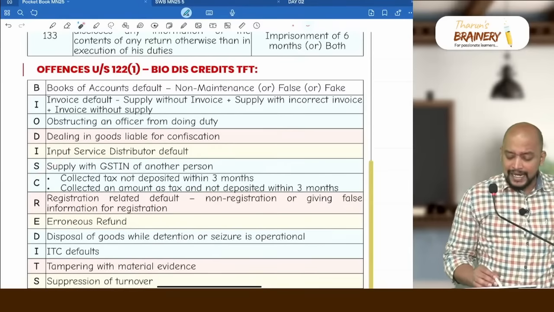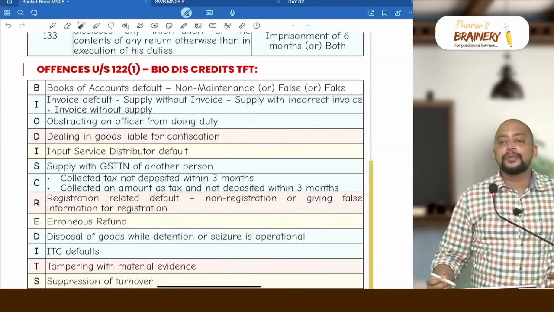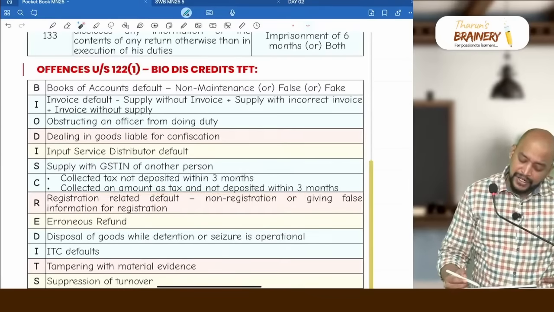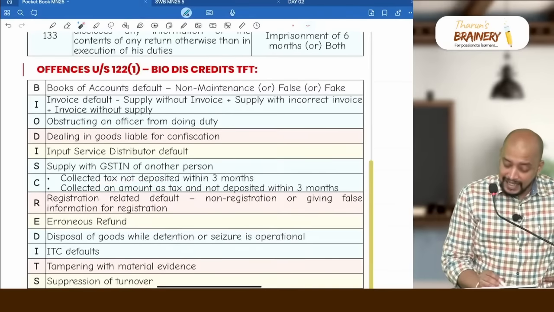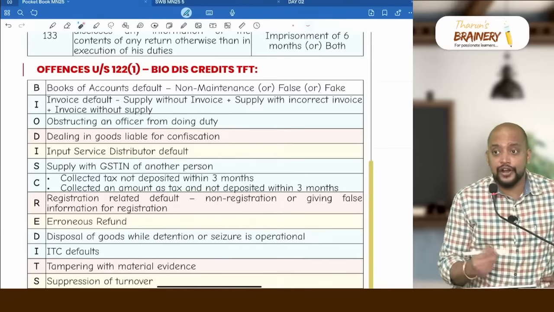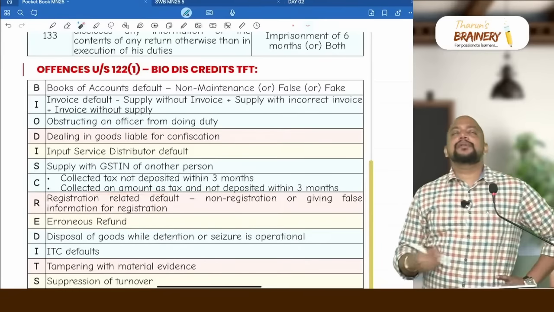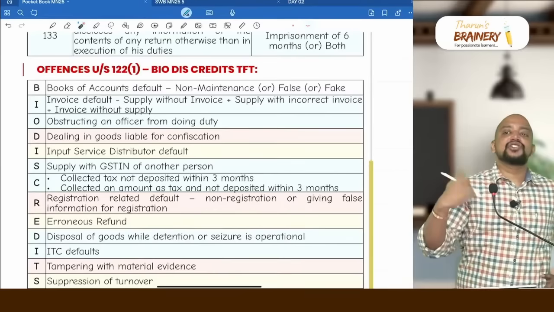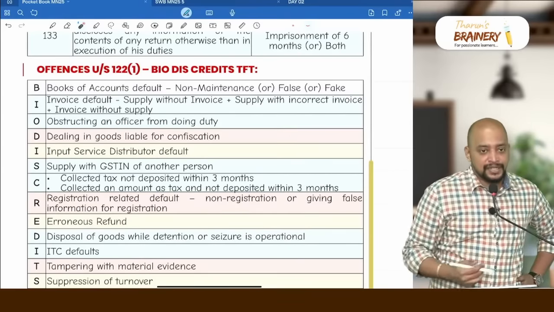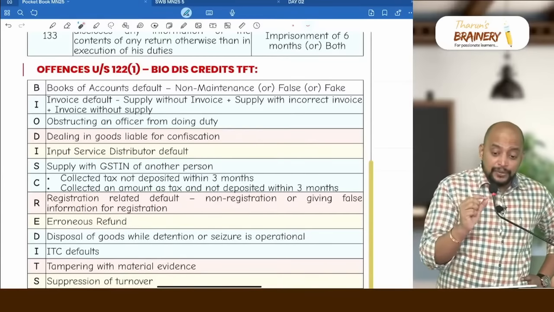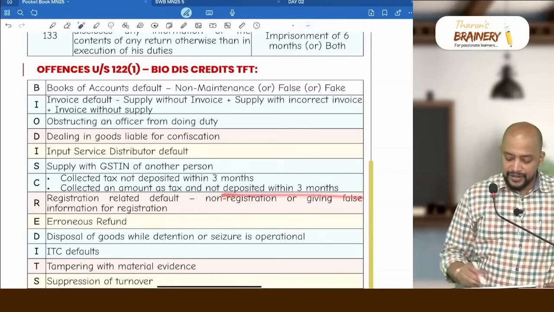Then C for collected tax not deposited within 3 months, or collected an amount as tax not deposited within 3 months. What is the difference between these two? Collected tax not deposited means I am supposed to collect tax, I collected the tax, but I have not deposited or paid it. Whereas representing as tax, I collected an amount. For example, I am making exempted supplies but I collected GST from the customer, or I need to collect 5% but I collected 12% or 18%. This is called an amount collected as tax, representing as tax, and not deposited within 3 months.